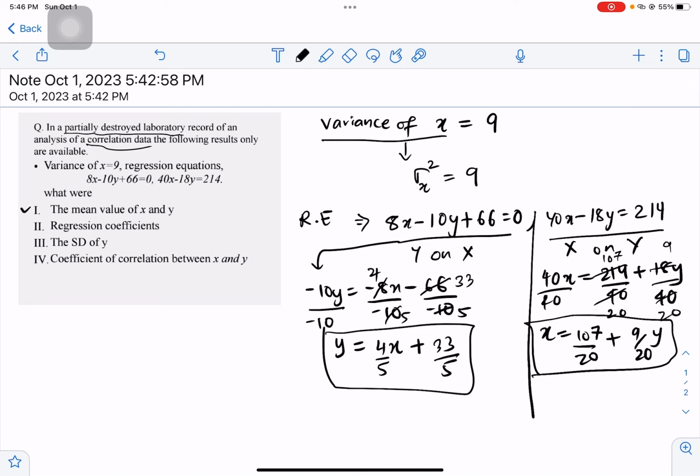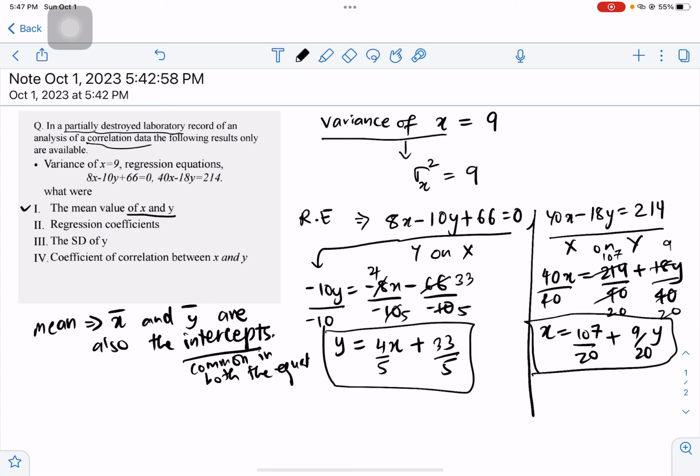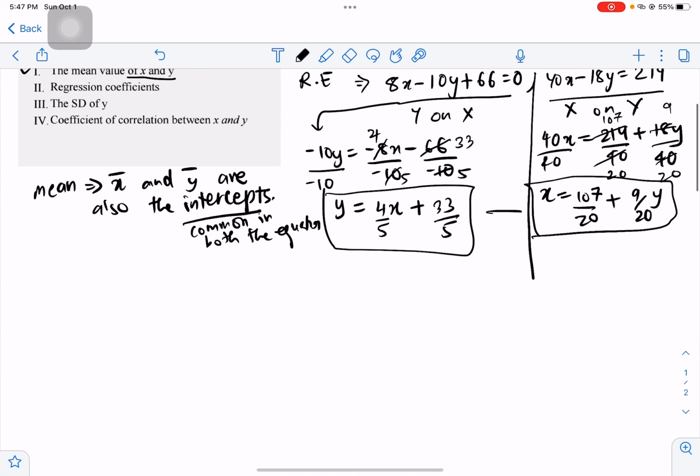So question 1 says the mean values of x and y. Now we already know that the means, which are represented by x bar and y bar, are also the intercepts. So intercepts means they are common between two equations, common in both equations. So which means I need to find the common x and y from these two equations. So what I will do is let this be equation 1 and the other be equation 2.